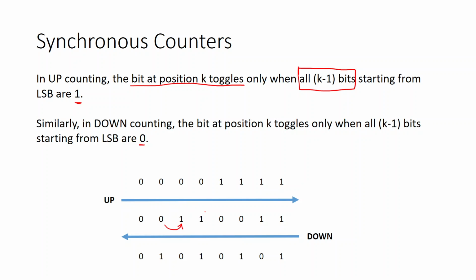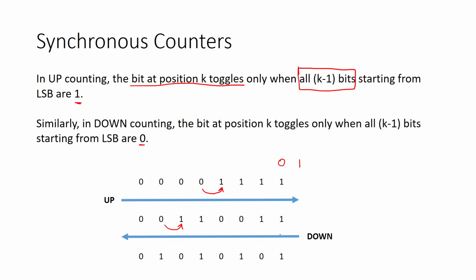When all the bits from LSB up to 1 are 1, then position number 2 toggles. Similarly, if there was a position number 4, it would have toggled here from 0 to 1 because all the previous bits are 1. So you can think of it this way: when all the lower order bits are 1, the present bit will change from 0 to 1.